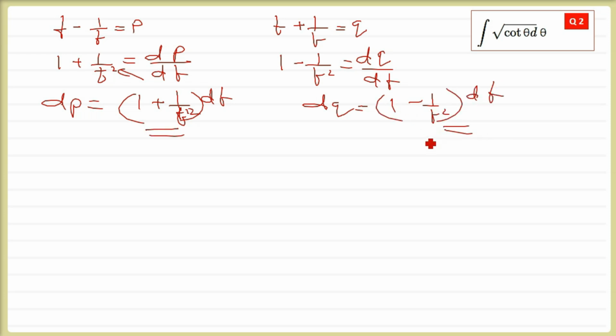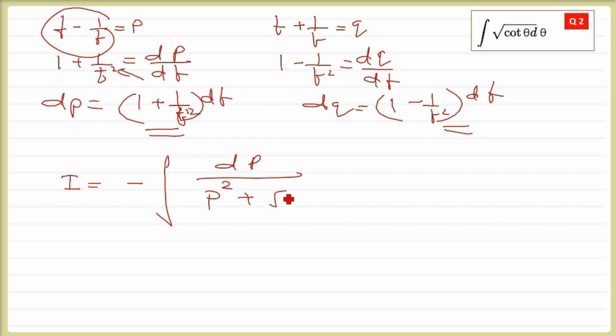Now if you remember, I indicated you earlier. So we are writing dp in this case. t minus 1 by t was taken as p. So this will be p square plus root 2 whole square. This is the first term. Then we have dq, because 1 minus 1 by t square into dt was that. Now we have q square minus root 2 whole square.